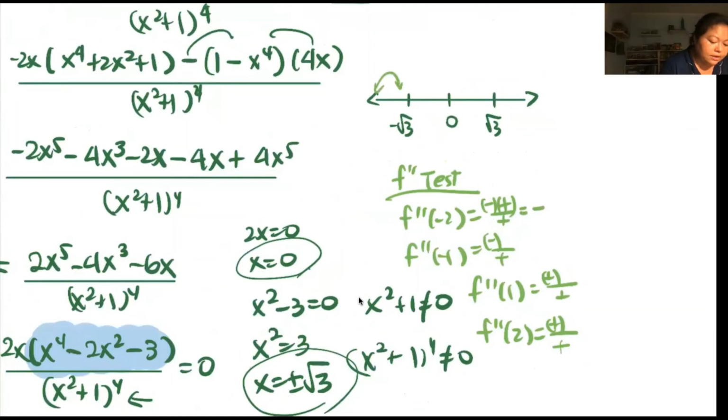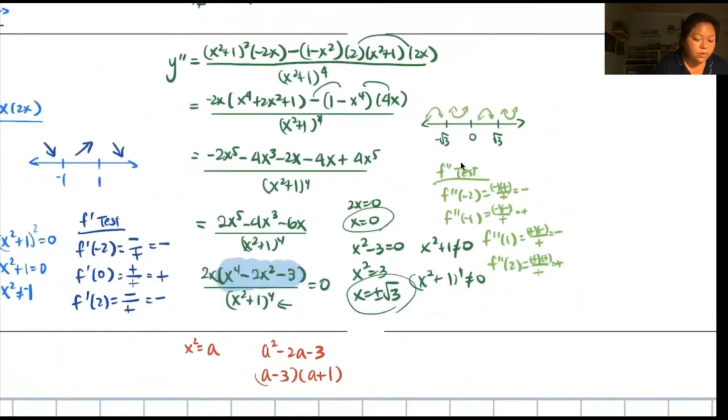Okay, plugging in negative 1 into this highlighted part again, that's going to be a 1. 1 minus 2 minus 3, that's going to be a negative, so that's 2 negatives and a positive, that's positive, so concave up. Plug in positive 1, 1 minus 2 minus 3 is also going to be negative, so that will give me 2 positives and a negative, so this is going to be negative, concave down. And then last but not least, plug in the 2, so 2 to the 4th, that's 16, minus 8, minus 3, so it's going to be positive here again, so concave up.